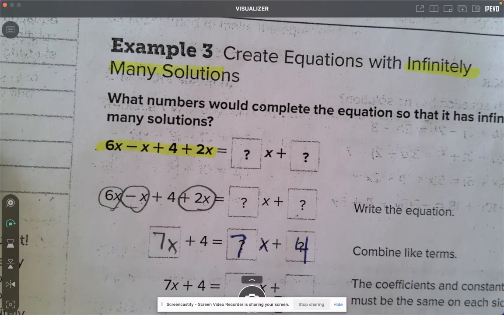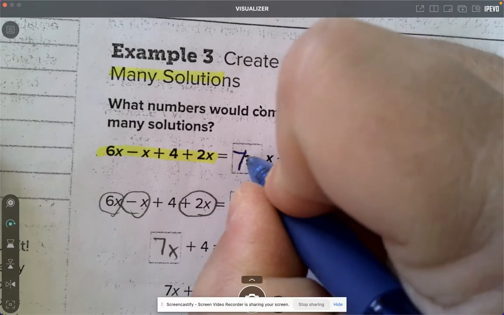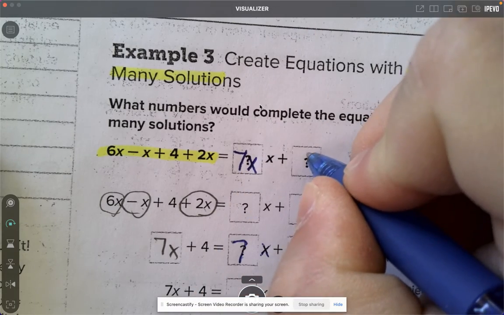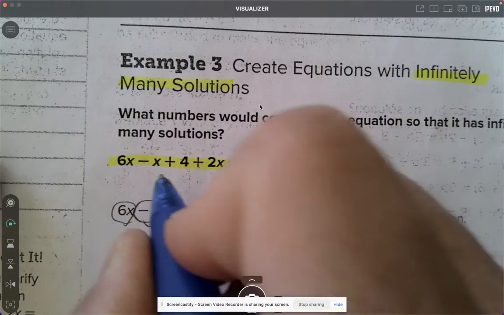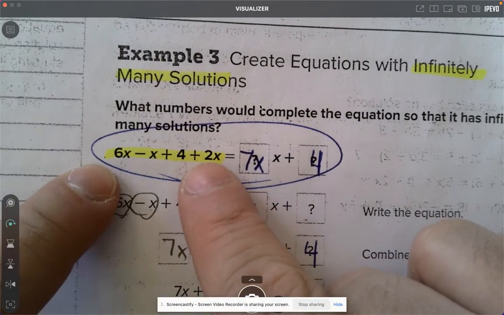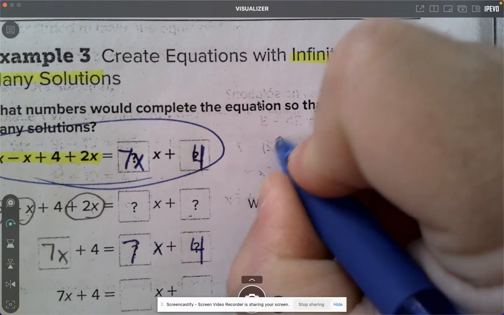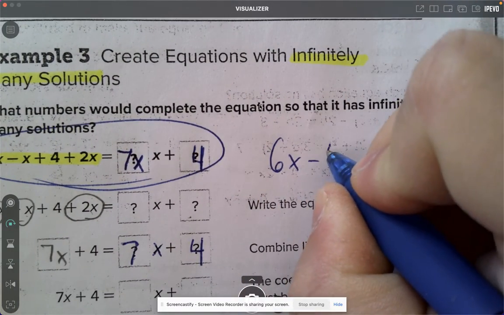So we could now go back to the top and say, hey, if you want this to be infinite solutions, you want it to be 7x plus 4. So you just created the equation knowing that you wanted this to equal that. Now, cool little trick here if you wanted to copy this down.